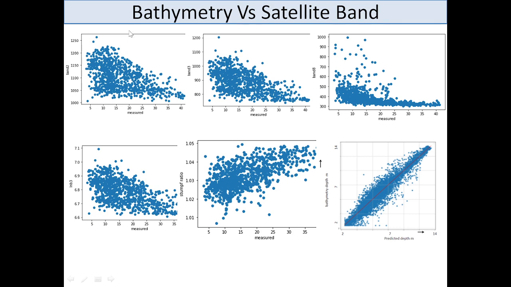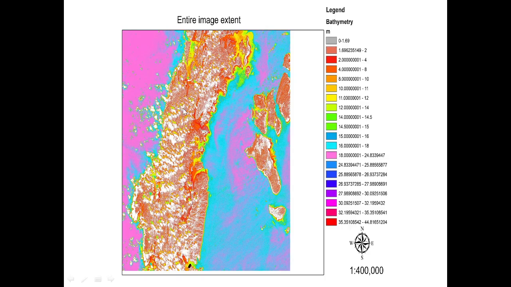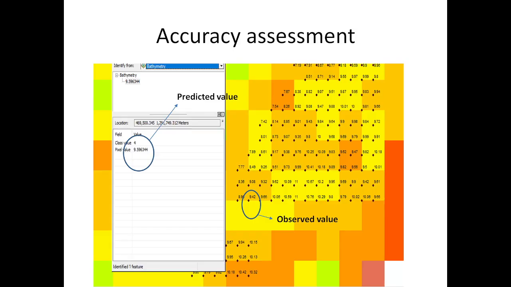In case this concept is clear, you can say the bands have a relation to the depth, and that is the bathymetric measurement. Okay, so this is for another zone. Here you can see the observed value and the predicted value, 9.59, 9.42. These are the errors. This is at pixel level, zoom level. So 10 meter pixels with the Sentinel data.